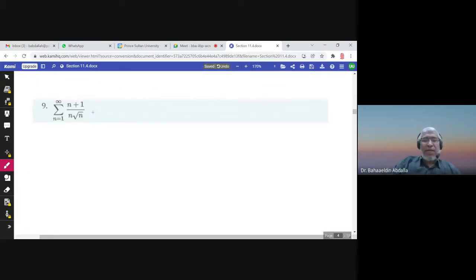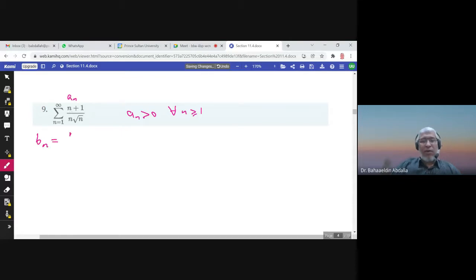Again here, same method. First, check that an is positive, put n equals 1, so it's always positive for all n greater than or equal to 1. Let us determine bn. Highest power, and there is only one term here, so it's 1 over square root of n. This is a divergent P series because P is 1/2, less than 1.